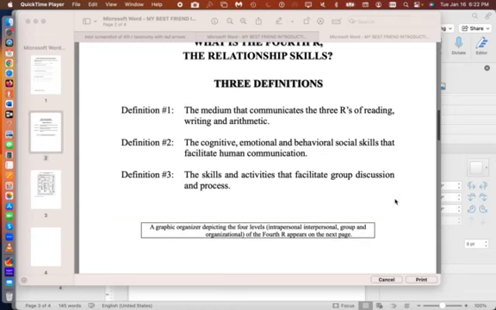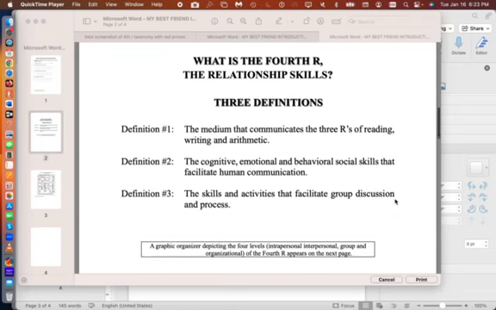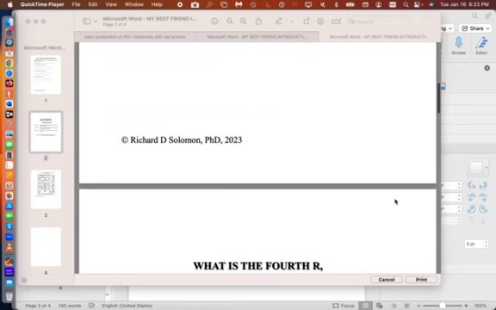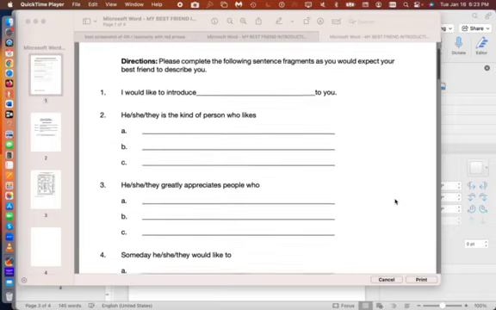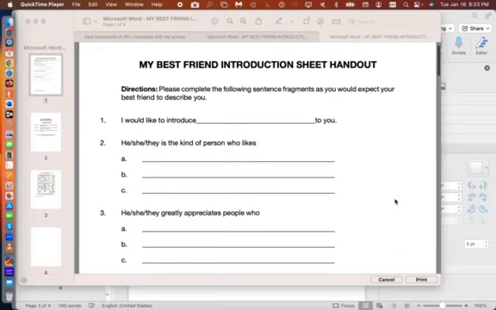Now, in our next episode, we will be describing another fourth R group activity called the Magic Box, and that'll be fun to share with you.